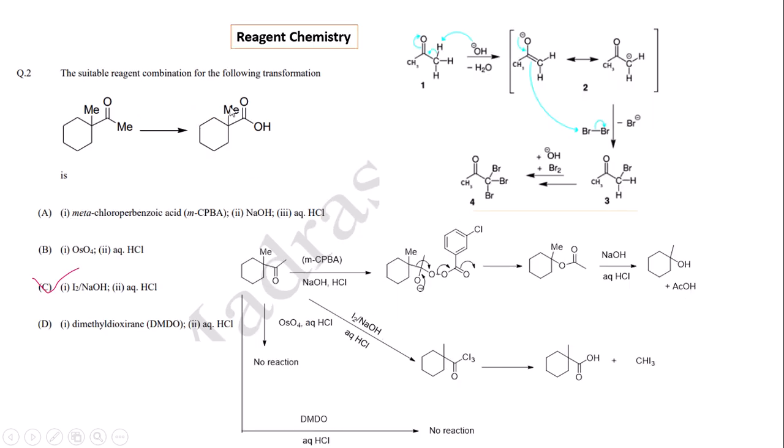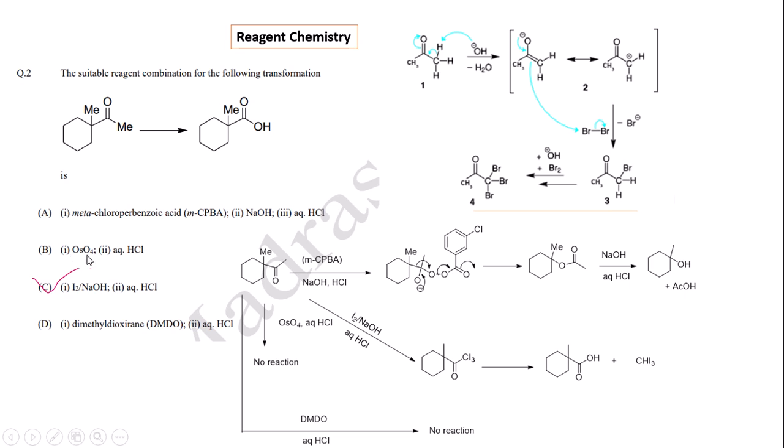This is a problem of reagent chemistry, where the keto methyl group is converted to the carboxyl group. In option A, meta-chloroperbenzoic acid is used for the Baeyer-Villiger oxidation reaction. In the nucleophilic addition, it produces a negative charge on the oxygen atom, which undergoes alkyl migration to the oxygen atom and produces the ester derivative, and this ester derivative under hydrolysis in presence of NaOH and aqueous HCl produces the hydroxy compound. This does not match the given problem. So option A is wrong.